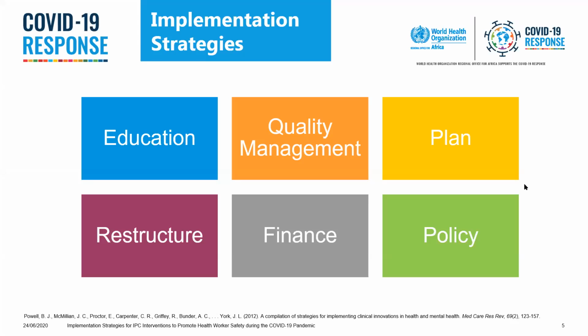So let's start with the one that probably most of us are kind of familiar with. But before I start talking about the individual strategies, can anyone tell me in the chat, what is the implementation strategy that we focus on the most in general during an epidemic and a pandemic? There's one category out of these 6 that we hyper focus on during an epidemic and pandemic.